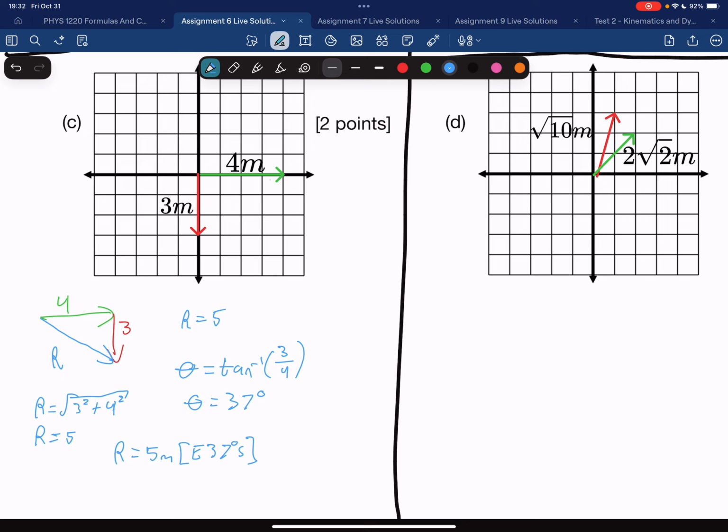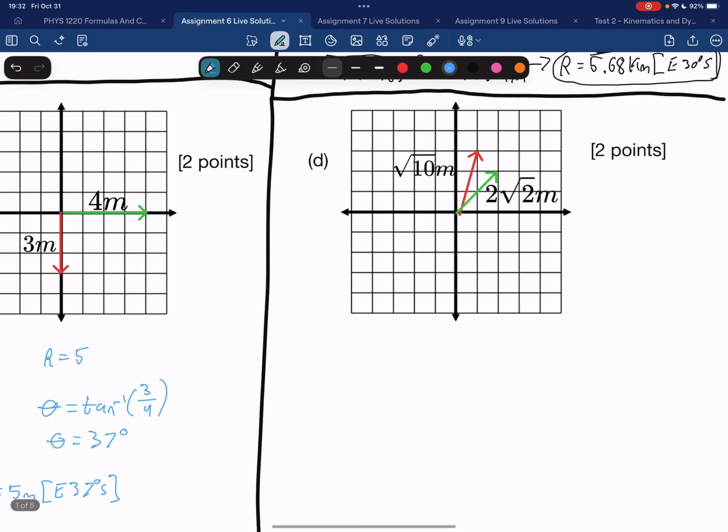Again, if we were to draw these out, tip to tail, the resultant, that angle is measured from this east line downwards to the resultant. So we started east, go towards the south. So east, 37 degrees south.